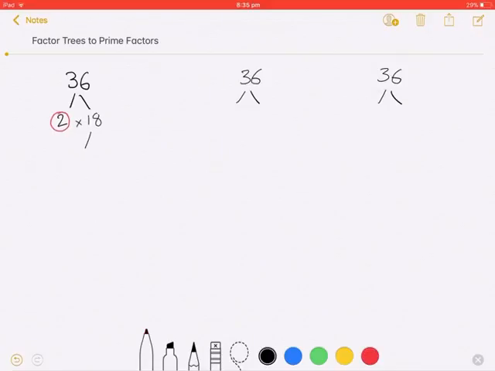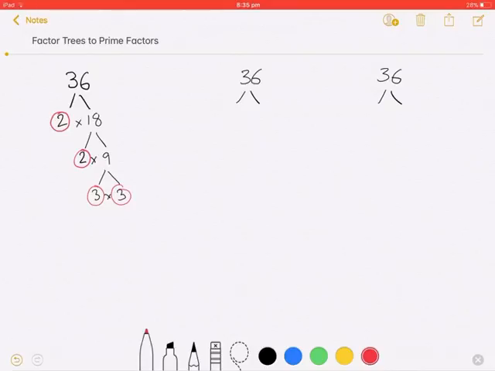But 18 I can break down again. I know it's an even number, so I know that 2 will fit into it. 2 times 9. There's that 2 again. It's a prime number. I can't break it down anymore, so I'm going to circle that one. 9, however, I can do 3 times 3. And 3 only has factors of 1 and itself, so they are both prime numbers. So I've circled all the prime numbers.